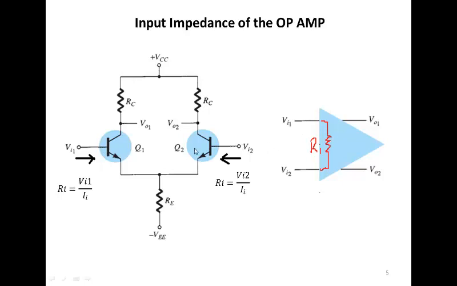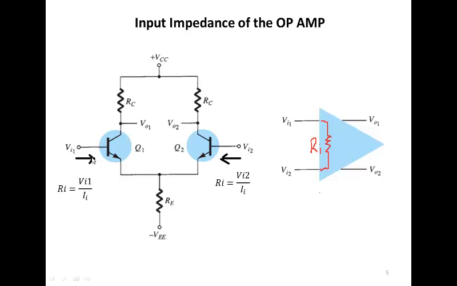For BJT transistors, when you apply the input signal, there would always be a signal current that would flow into the base of the transistor. The ratio of the magnitude of this voltage and current would define the input resistance of this op-amp. Typically the input resistance of operational amplifiers with BJTs at the input stage would be in the megaohms range.